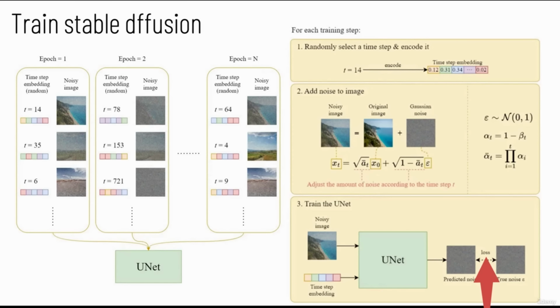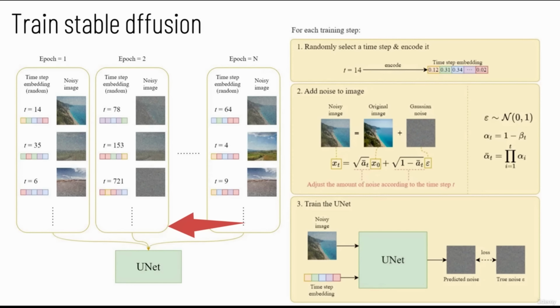We will do the same thing for all images in our dataset. After passing through all the images, we will complete one epoch, and we will start with a new epoch. So here, at each epoch, we will pass through all our images, and we will do the same thing again. We will specify a specific time step for each image in our dataset, and we will add the noise to each image in our dataset based on its time step.